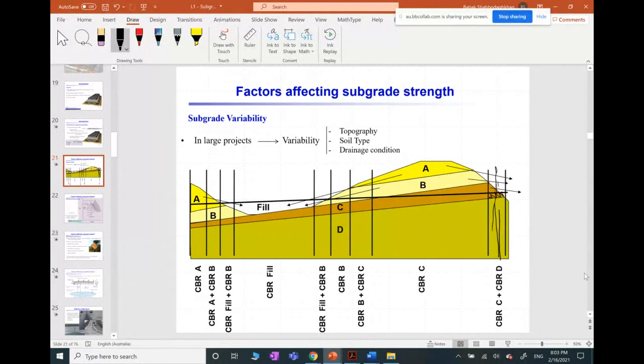So the other question is, why does 9 have no fill? Okay, part 9, I think it was the same question. For this part, if you want, you can consider the fill, or you can subdivide it into 2 sections, and for each section, determine the CBR value.